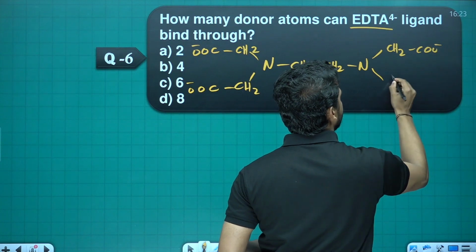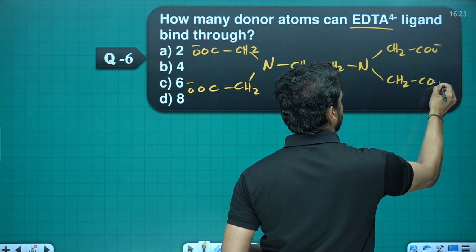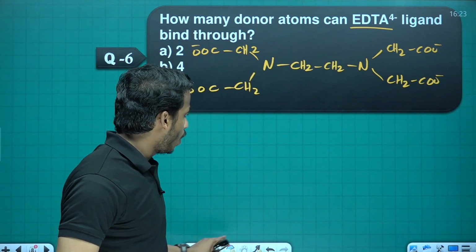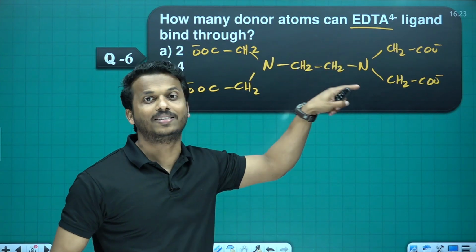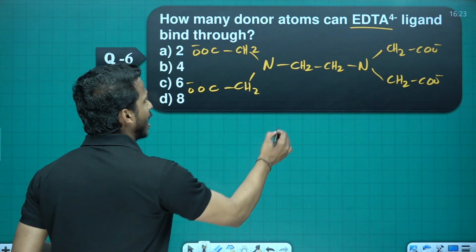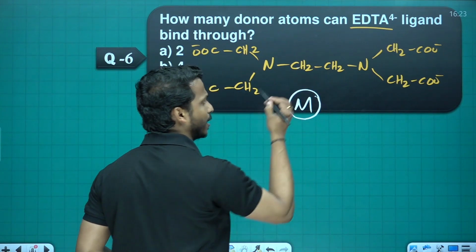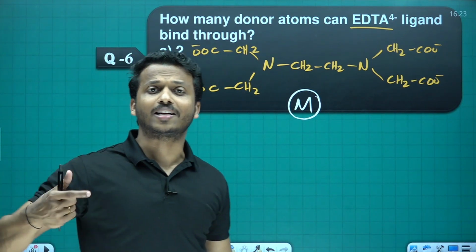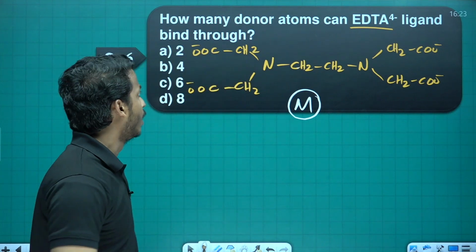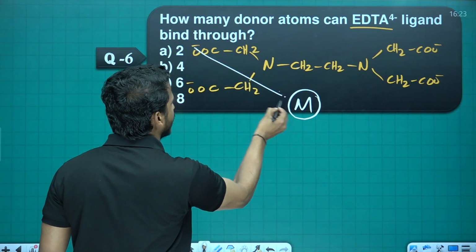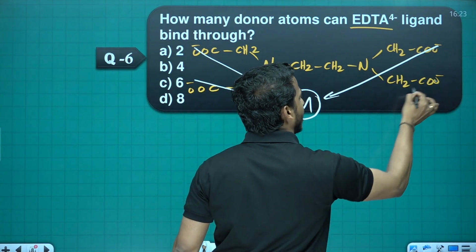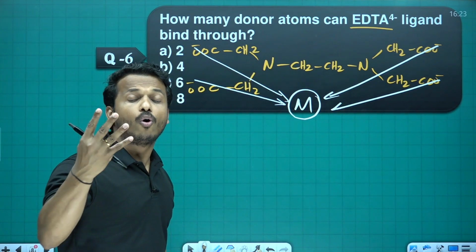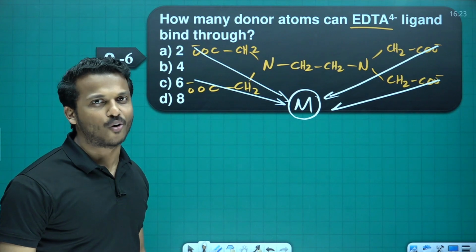CH2COO minus, CH2COO minus. This is the compound called EDTA, ethylene diamine tetraacetate. We studied in classes, if there is a metal atom present, how many donor atoms are present in EDTA? Negatively charged positions are donor atoms because they are electron rich. Negative indicates that it is electron rich. There are 4 donor atoms, but 4 is not the answer.